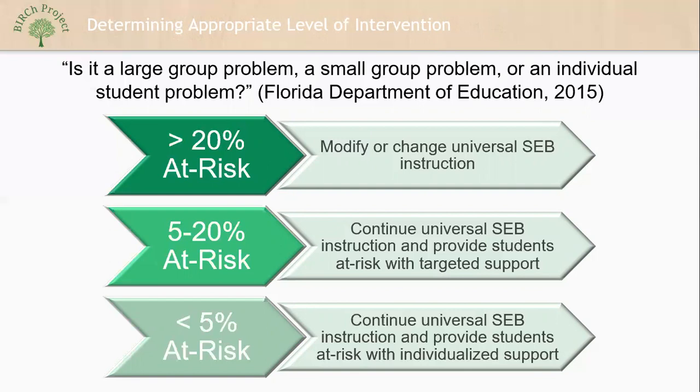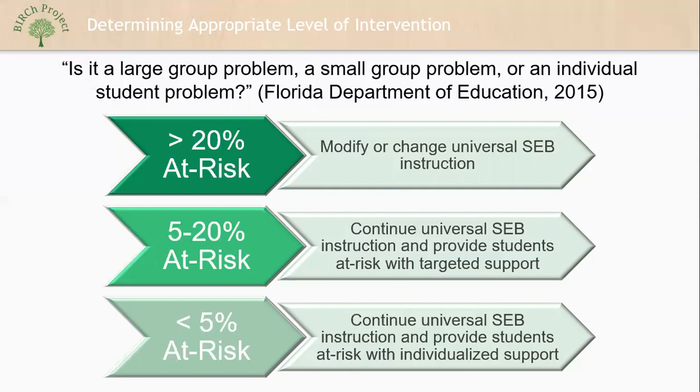If 5 to 20% of your students are in the at-risk range, and I say at-risk in terms of significant risk and some risk together. So if a screening tool parses out risk into some risk and high risk, combining both of those into an overall risk category. So if 5 to 20% of your student population is identified as at risk, then continuing universal SEB instruction and providing students with at-risk or targeted support who have been identified as being at risk is the most appropriate course of action.